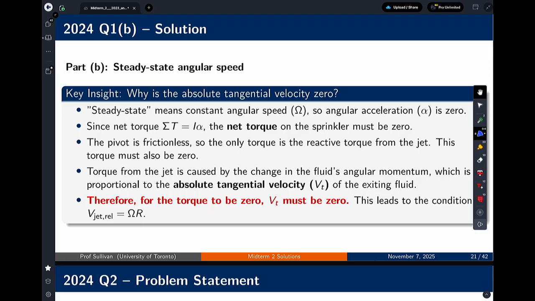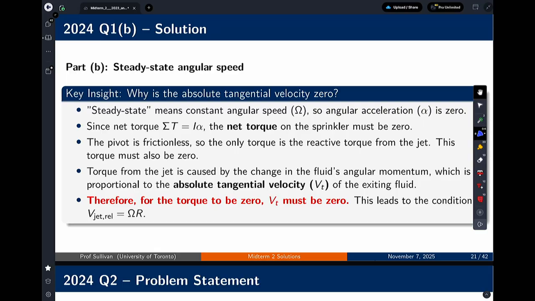Okay. So probably one of the questions is, why is the absolute tangential velocity 0? Steady state means constant angular speed, so angular acceleration is 0. Since net torque is equal to I alpha, the net torque of the sprinkler must be 0. Right? There's nothing else there. The pivot is frictionless, so the only torque is the reactive torque from the jet.